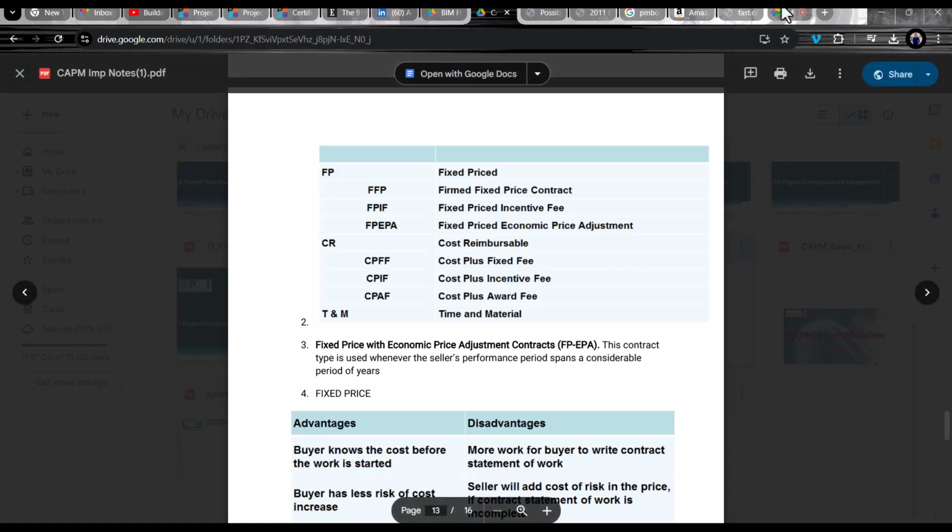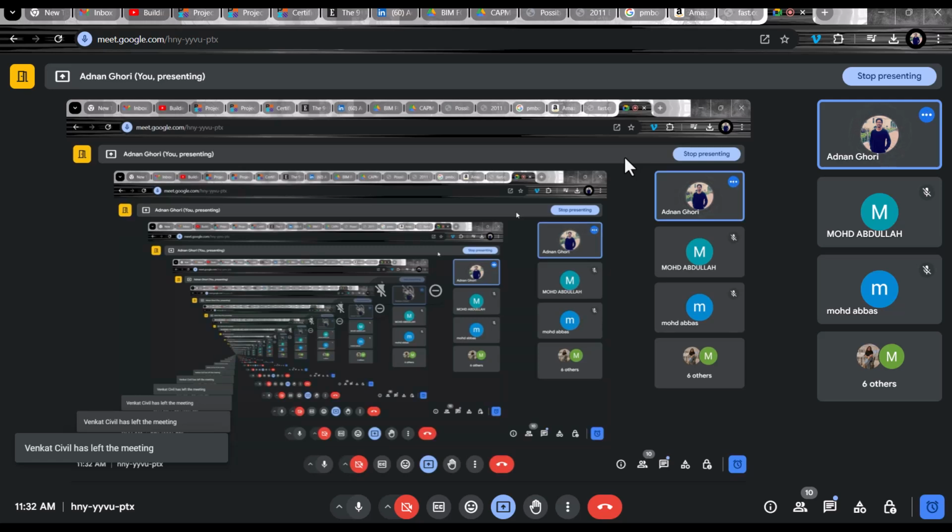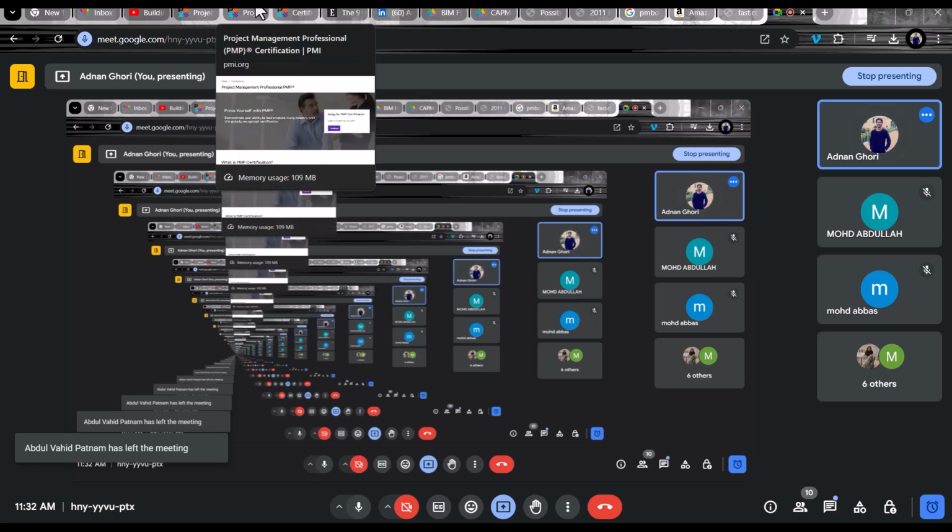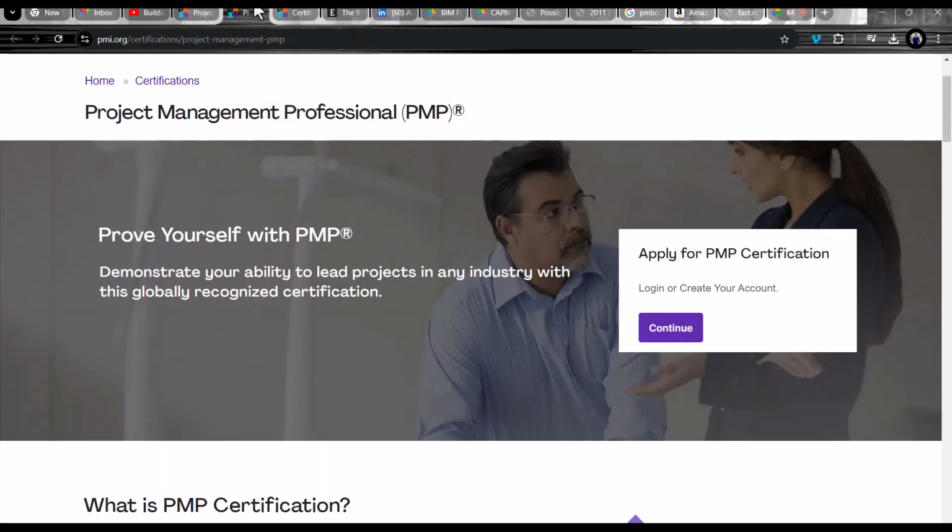Let's say some of you in the session today might have 15 or 20 years of experience, but you need to know what a project charter is and how you prepare it, right? If you cannot talk in that particular language, then you are not a professional. So that is where the CAPM and the PMP certification comes in.